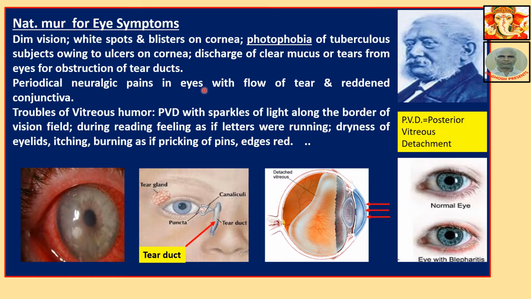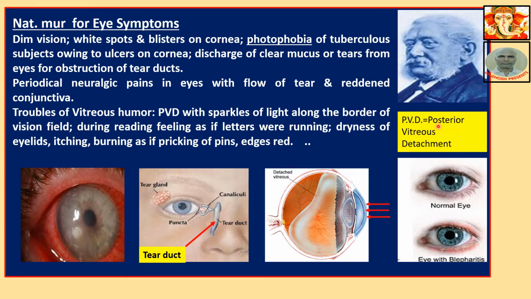Periodical neuralgic pain in eyes with flow of tears and reddened conjunctiva. Trouble with vitreous humor. This is the vitreous humor, the second chamber of the eye. The eye has two chambers. First chamber, the front chamber in front of the lens, and the posterior chamber behind the lens. This is filled up with vitreous humor.